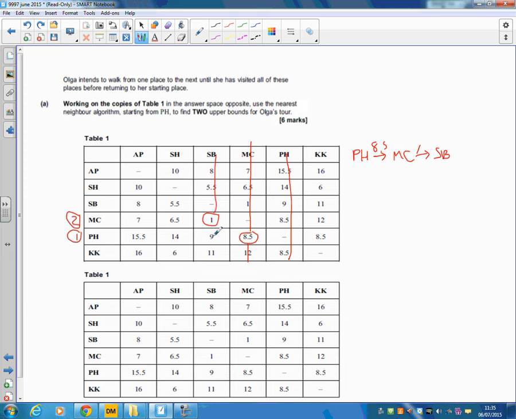Don't want to go back to SB now. So SB is the 3rd one I've gone to. I'm at SB. I want the nearest one to there, and that's going to be SH, which is 5.5. That's going to be the 4th one I've visited then. I don't want to go back to it. So I'm at SH. Got a choice of these 2. I'm going to visit KK, which is going to take me 6 minutes. Okay, 6. Don't want to go back to there.